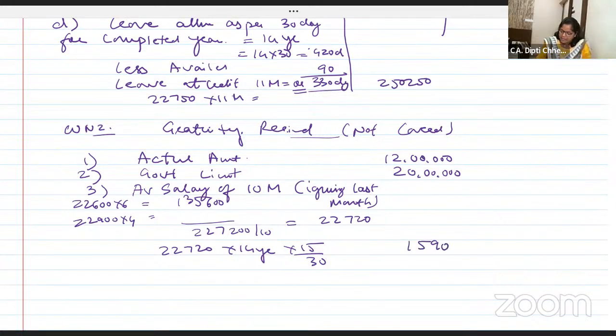So 159,040. Correct? So which one is exempt? The least. Average salary multiplied by completed years, ignoring the fraction, into 15 by 30. Had it been covered, we would have taken last month's salary, completed years with fraction, and 15 by 26.